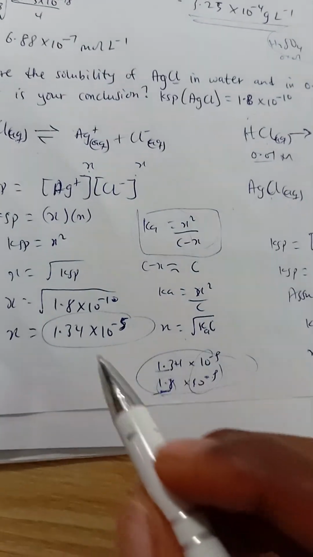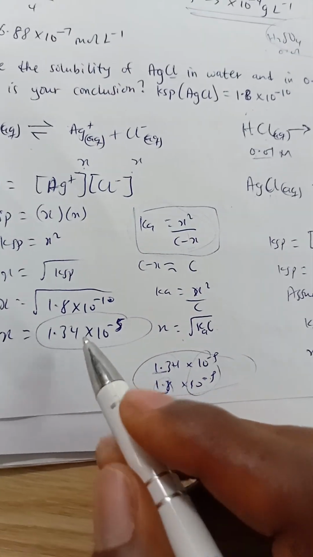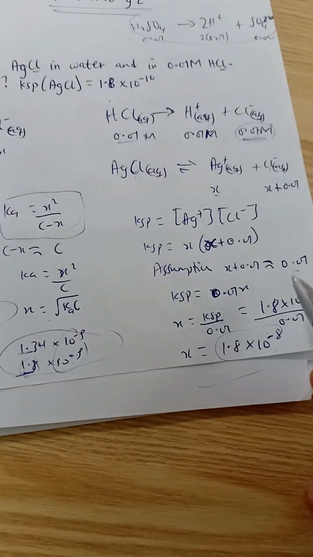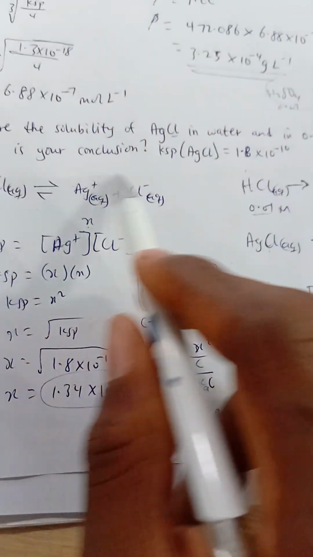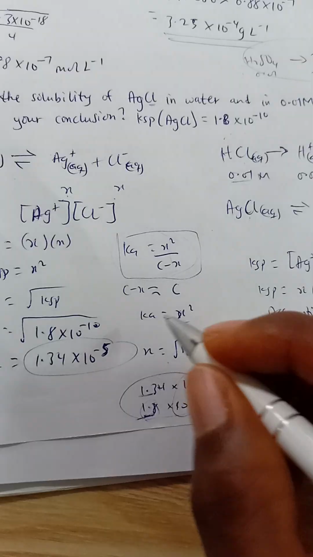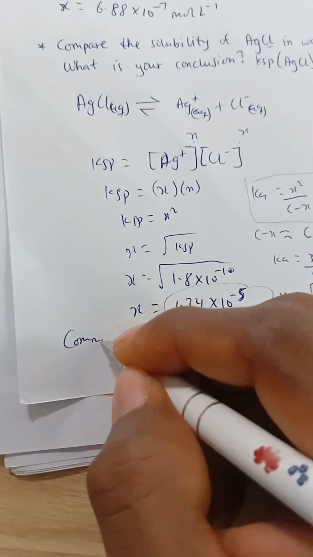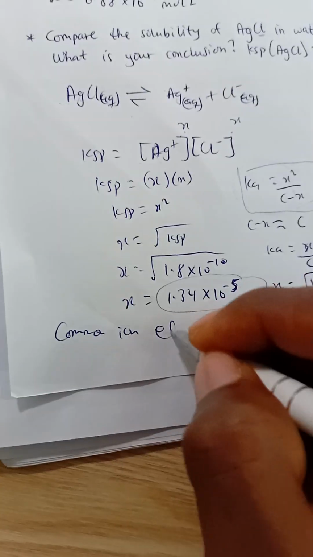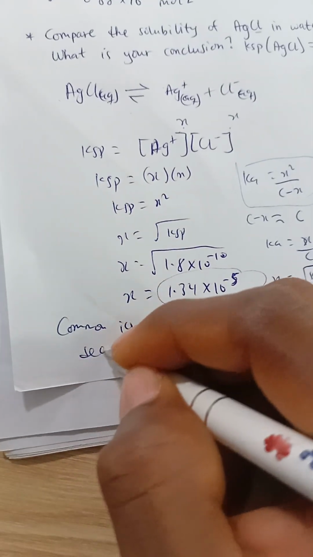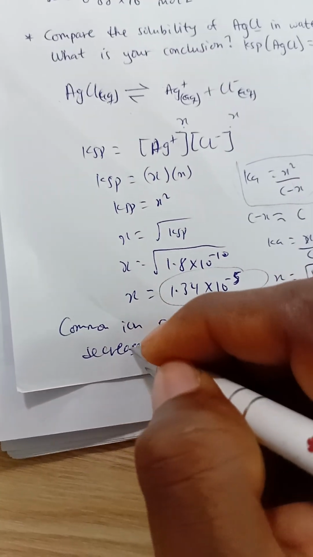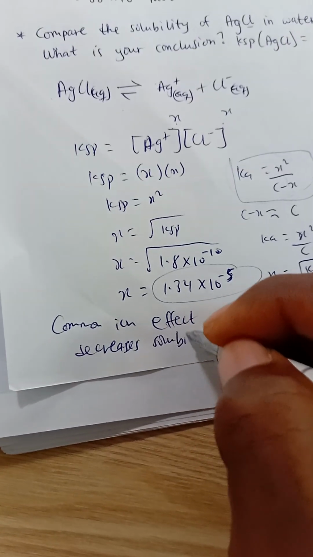Back to the question. So we can see perfectly that in HCl the solubility has decreased. So our conclusion is that common ion effect reduces our solubility. Common ion effect decreases solubility.